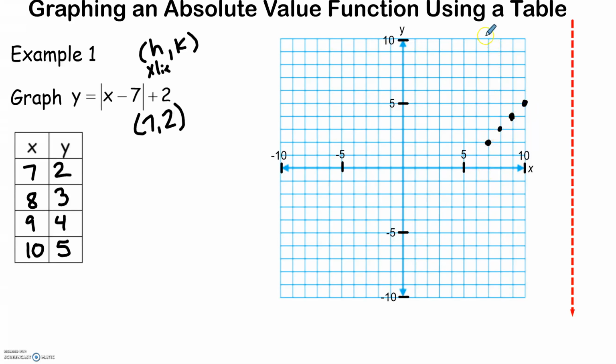My axis of symmetry is right through my vertex. So then if this was 1 away, I'm going to go 1 away here. If this was 2 away, I'm going to go 2 away here. If this was 3 away, I'm going to go 3 away here. That's how we get our V shape. Connect our dots. Hopefully your line is significantly straighter than mine. And there's our graph using the t-table.